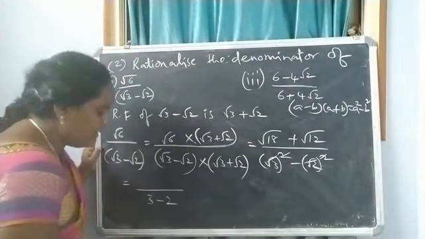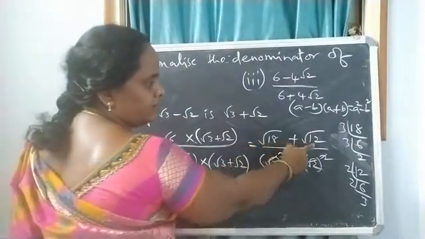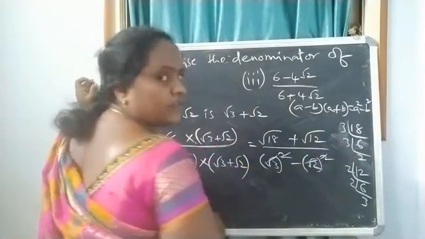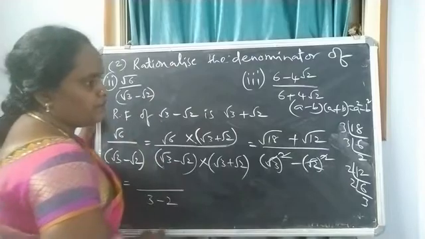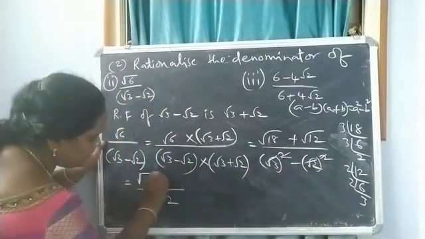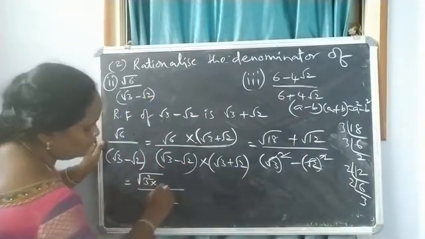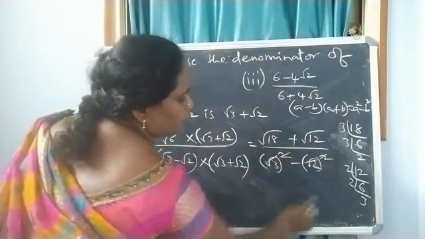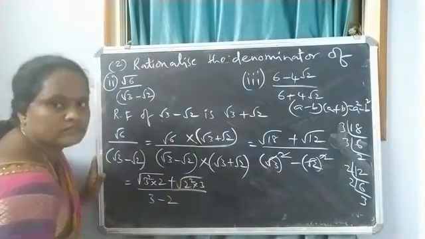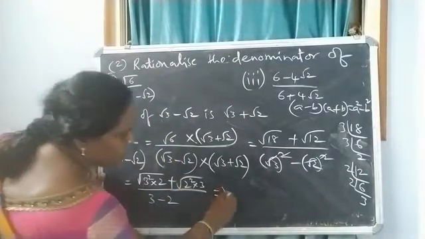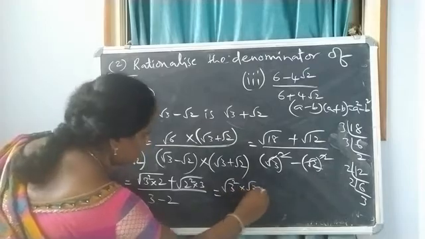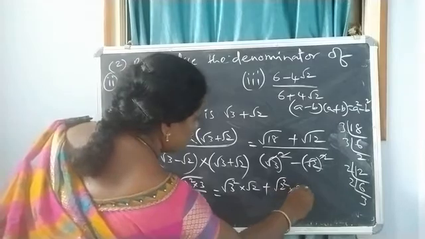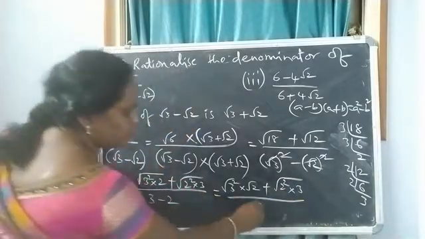We are going to get the rational number. But in the numerator, 18 and 12 are not in the simplest form. So 18 can be written as 3 × 6, 3 × 3 × 2, with the prime numbers you have to divide, prime factorize. So root 18 can be written as root of 3 square into 2, whereas root 12 can be written as 2 into 2 into 3, that is 2 square into 3. So if we separate the roots, root 3 square into root 2 in the numerator plus root 2 square into 3, divided by 3 minus 2, that is 1.